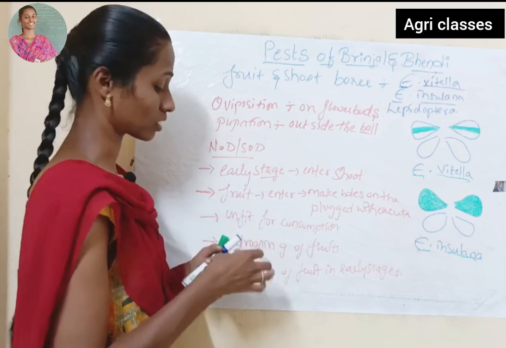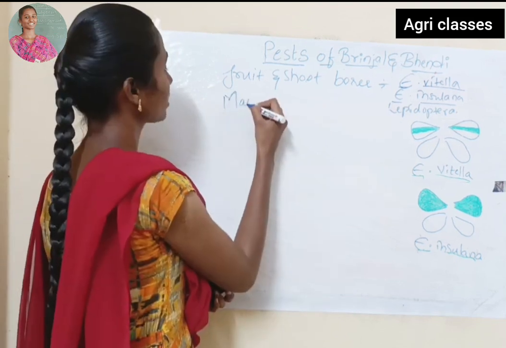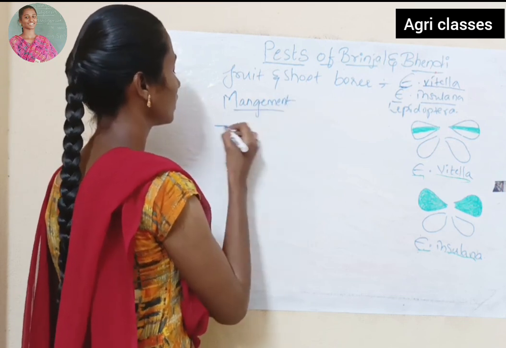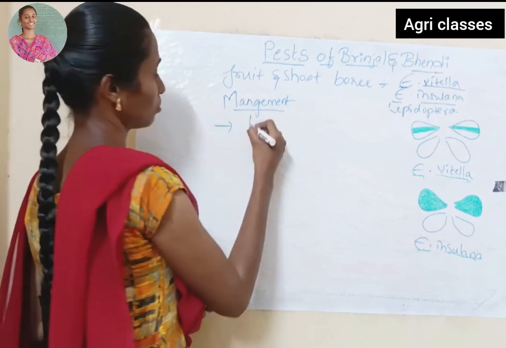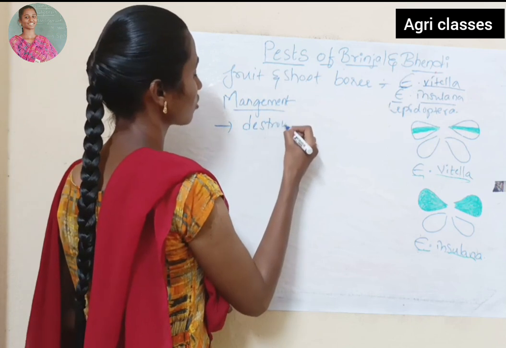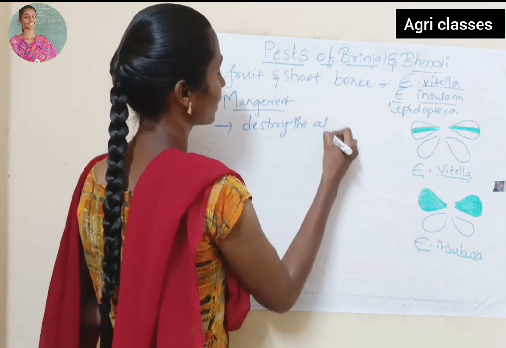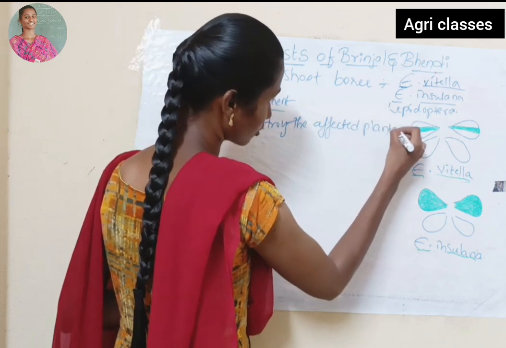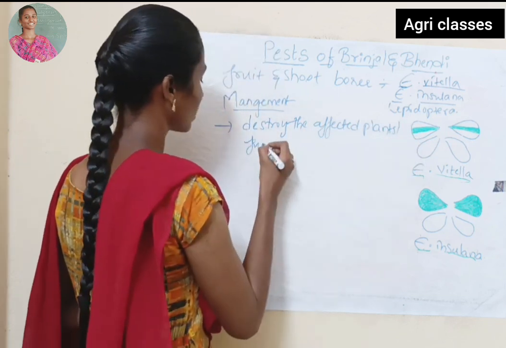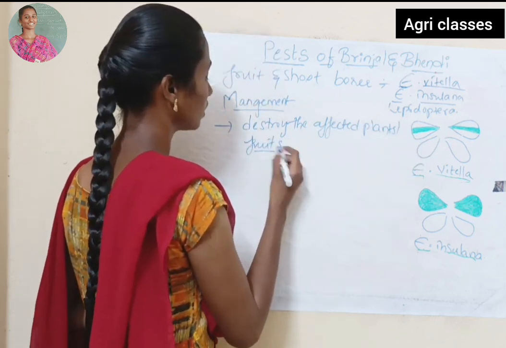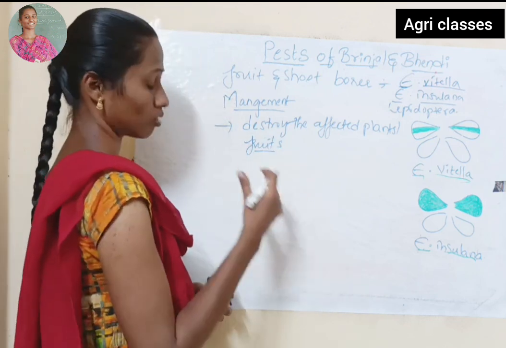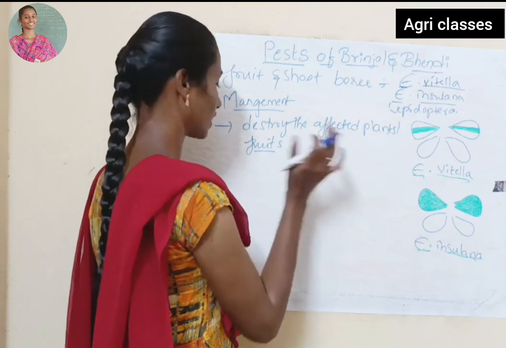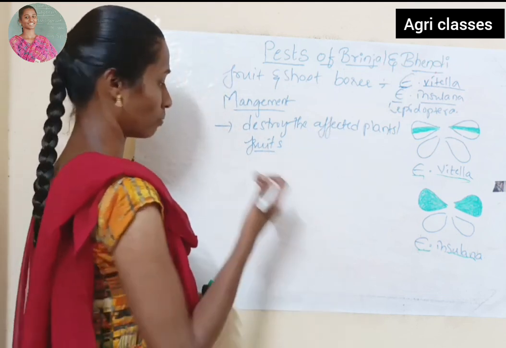Then management. Here in the management, the most important thing is destroying the affected portions. Destroy the affected plants or affected fruits, leaves, etc., because it will spread the pest. So that's why we should destroy the affected plants or fruits, whatever it may be.